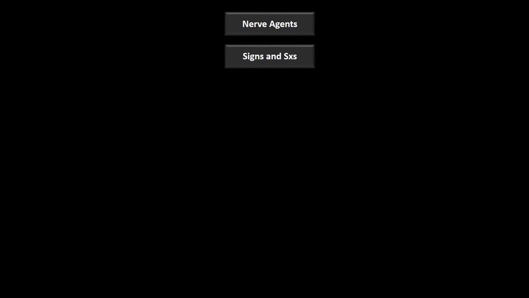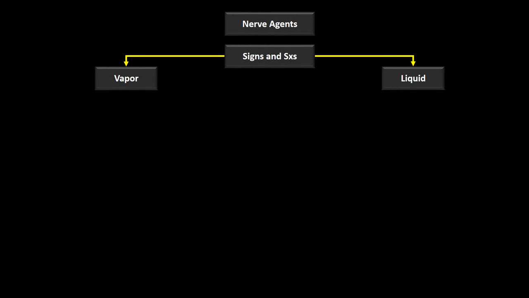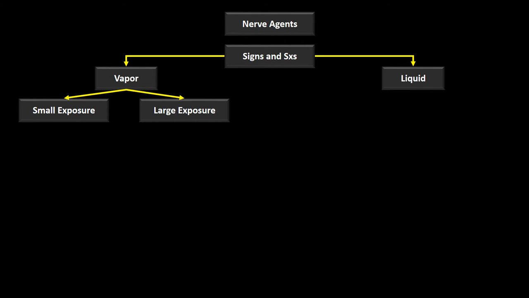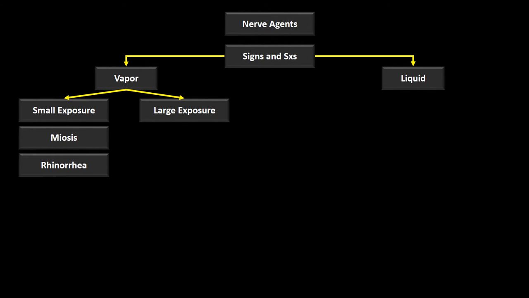Signs and symptoms of a nerve agent exposure are going to vary whether or not you're exposed to a vapor or a liquid. And it's also going to vary whether or not your exposure was small or large. So with a small exposure to a vapor, we're going to have what's called miosis, right? And miosis is pinpoint pupils. The pupils are going to constrict really, really small. We're going to have some rhinorrhea, and rhinorrhea is just a nice way of saying a runny nose. And then you're going to see some mild difficulty breathing.